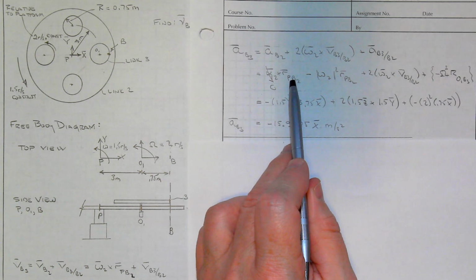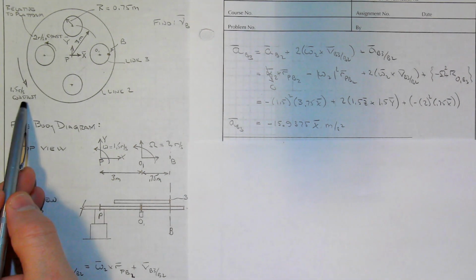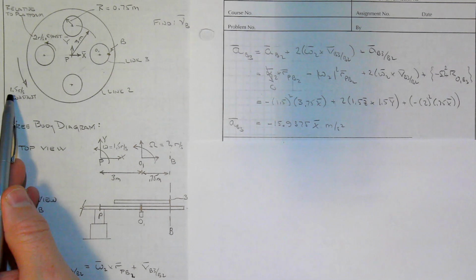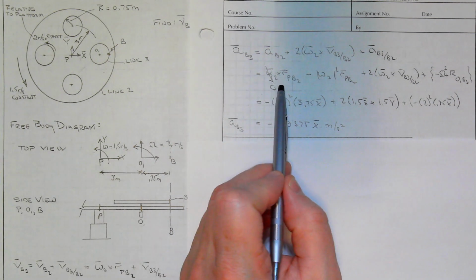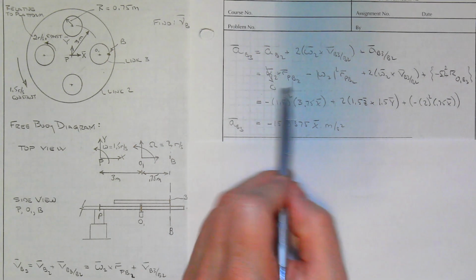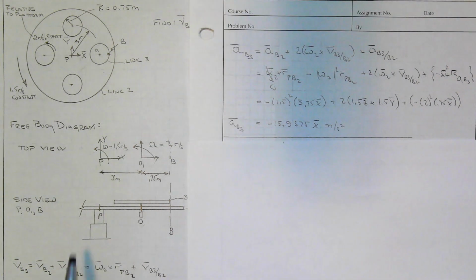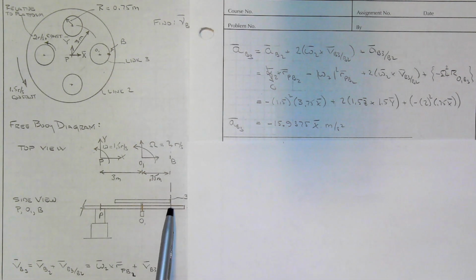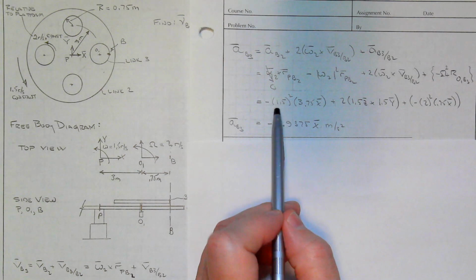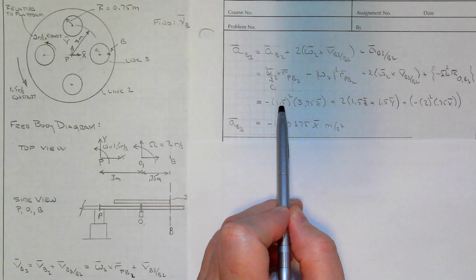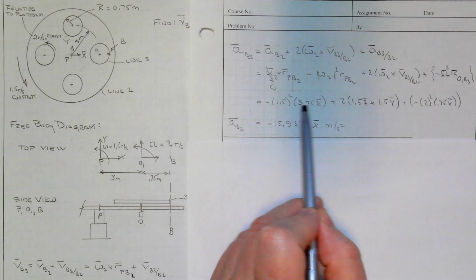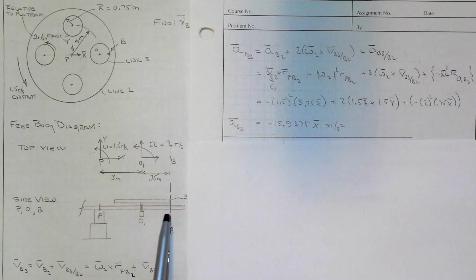Now, we are told, going over here, the merry-go-round, the base, is going at a constant angular velocity. That means alpha 2 is 0. That term disappears. So we're left with minus omega squared r from P to B on link 2. All right, so that's minus 1.5 squared, that's omega squared, 3.75x takes us from P to B2.